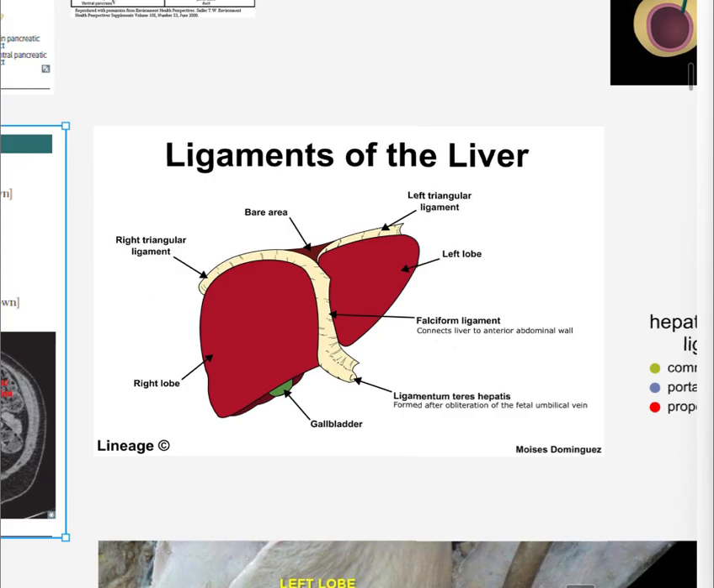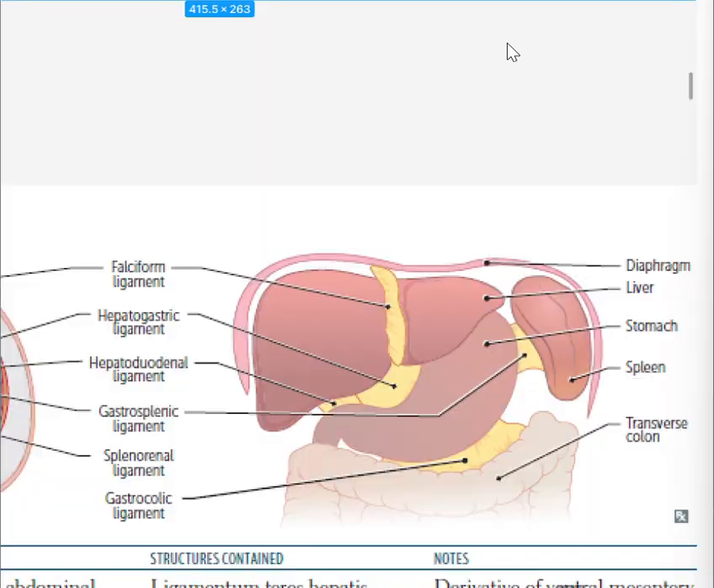Then we have the hepatoduodenal ligament. This is the most accurate representation of the picture of the hepatoduodenal ligament. It's basically connecting the duodenum to the liver. This is the hepatoduodenal ligament. It connects the liver to the first part of the duodenum. So this is the stomach, the stomach ends and the first part of the duodenum starts.